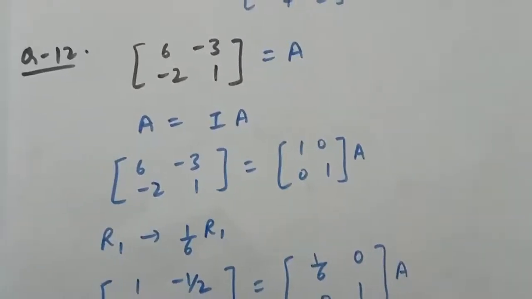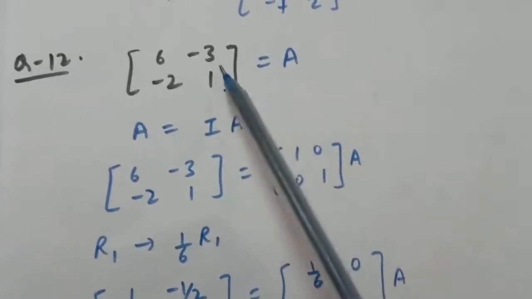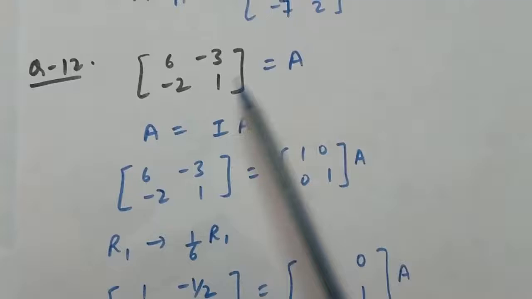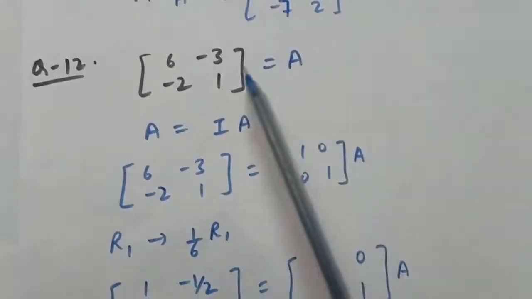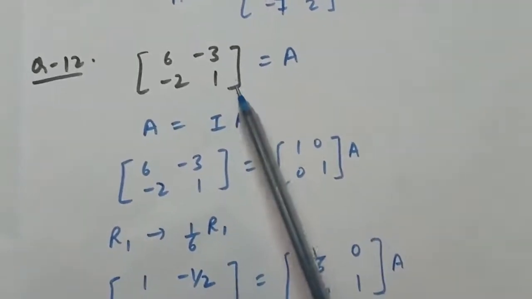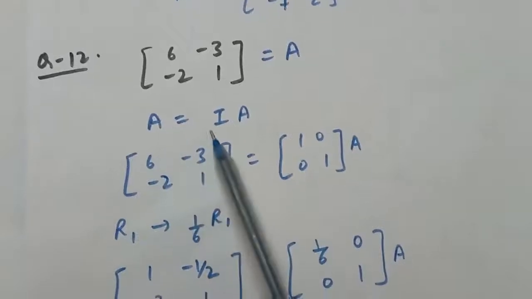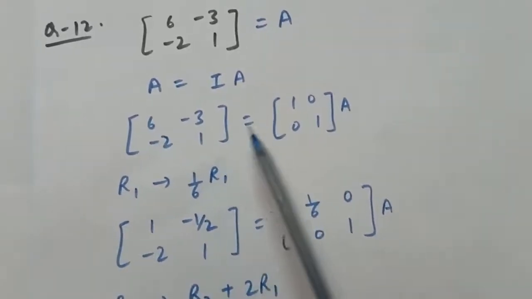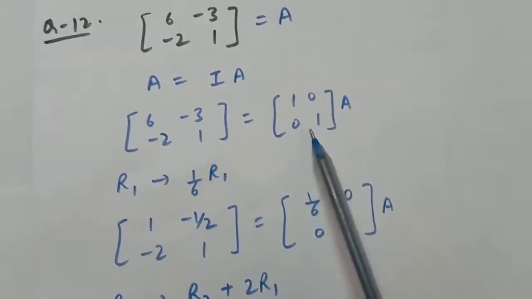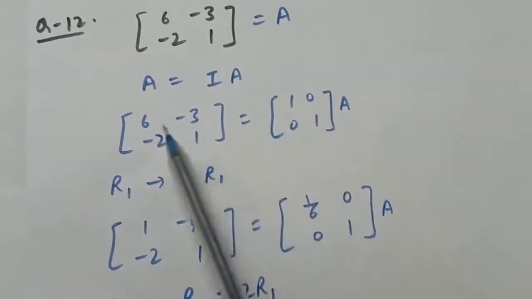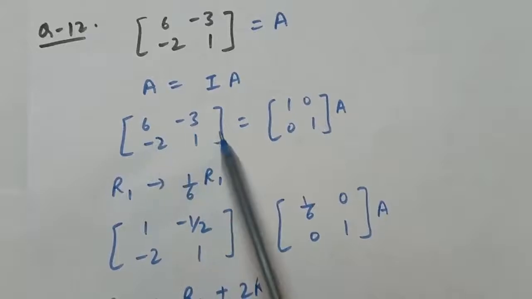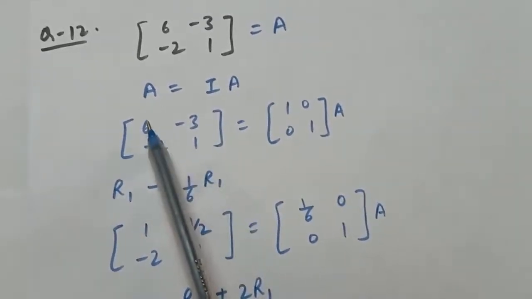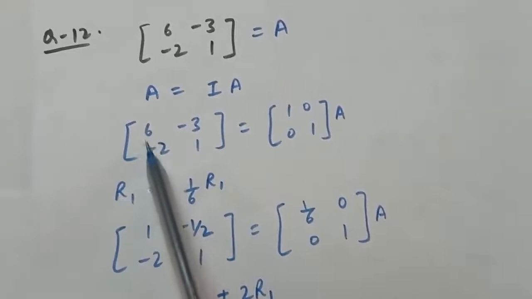Now question number 12 is the given matrix 6, minus 3, minus 2, 1. Let this matrix be A. We have to find the inverse of this matrix. So we can write A is equal to I into A. A is the given matrix and I is the identity matrix. Now first of all we have to make this A into the identity matrix, right? For this we will first work in the first column.